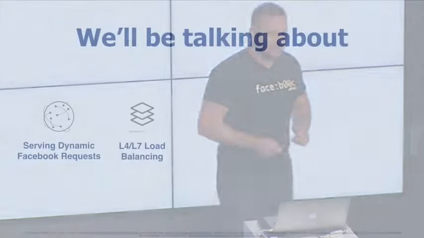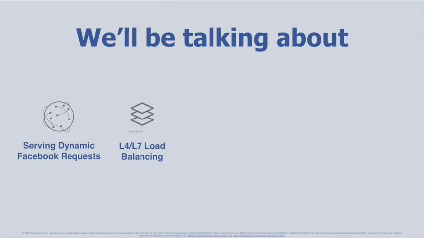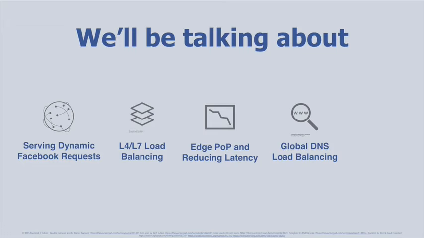So what we'll be talking about today: first, we'll go into how we actually serve dynamic requests on Facebook. We'll talk about what a dynamic request is in just a moment. We'll dig into the layer 3, layer 4, and layer 7 load balancing that we do, the IP-in-IP encapsulation, TCP routing, and all that. Next, we'll talk about our edge POP locations and how we reduce latency. POP stands for point of presence. Lastly, we'll talk about our global DNS load balancing, and then we'll open it up for Q&A.